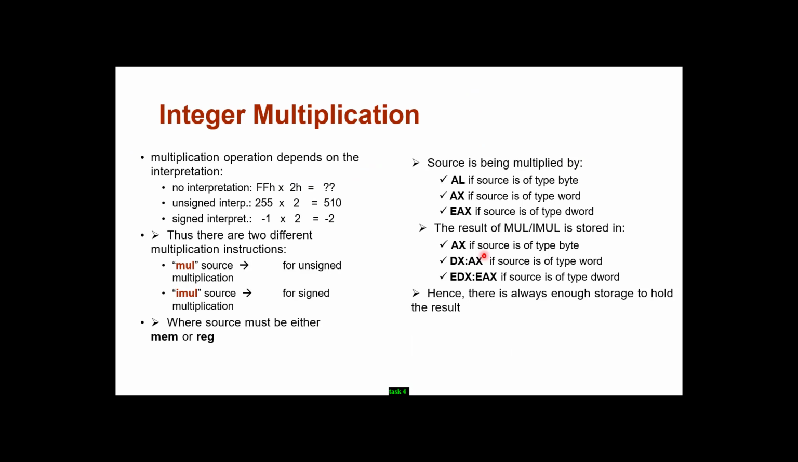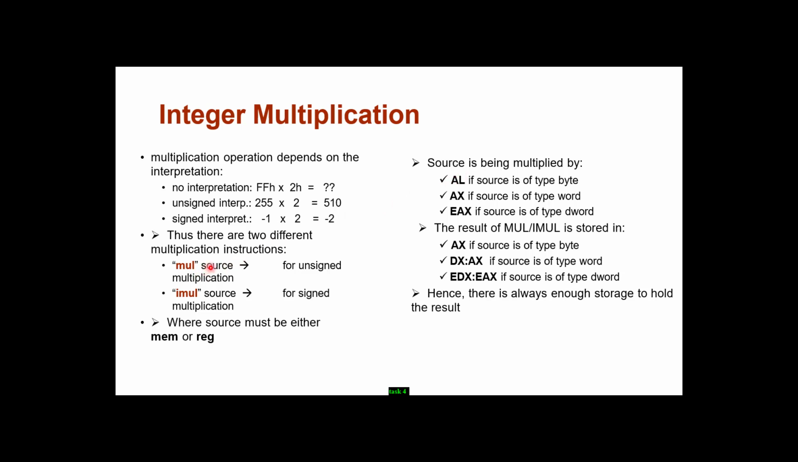Integer multiplication and division. You have only the source. So if I say mul AX, this means the source is being multiplied by AL. Let's say I have an instruction mul BL. Mul BL means the source BL is multiplied by AL.